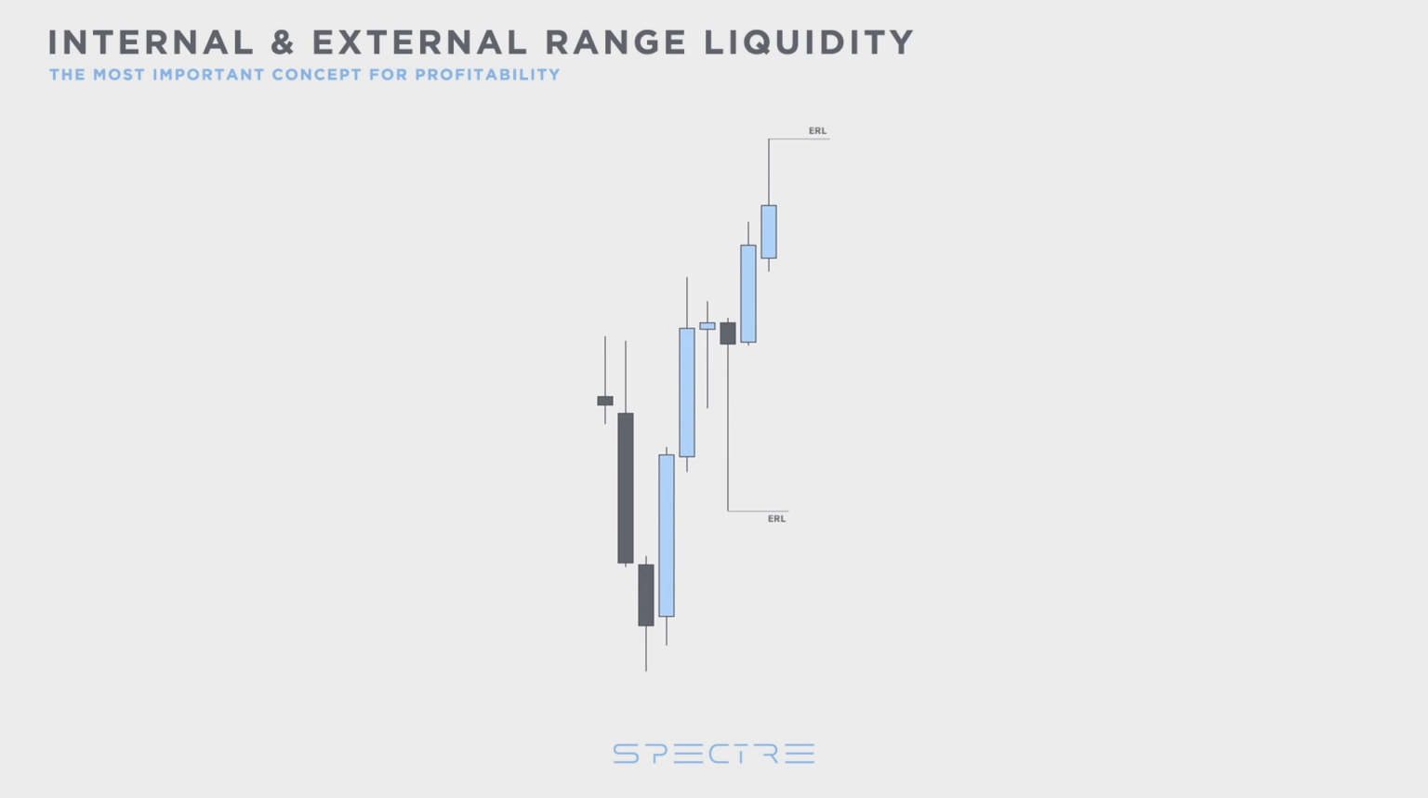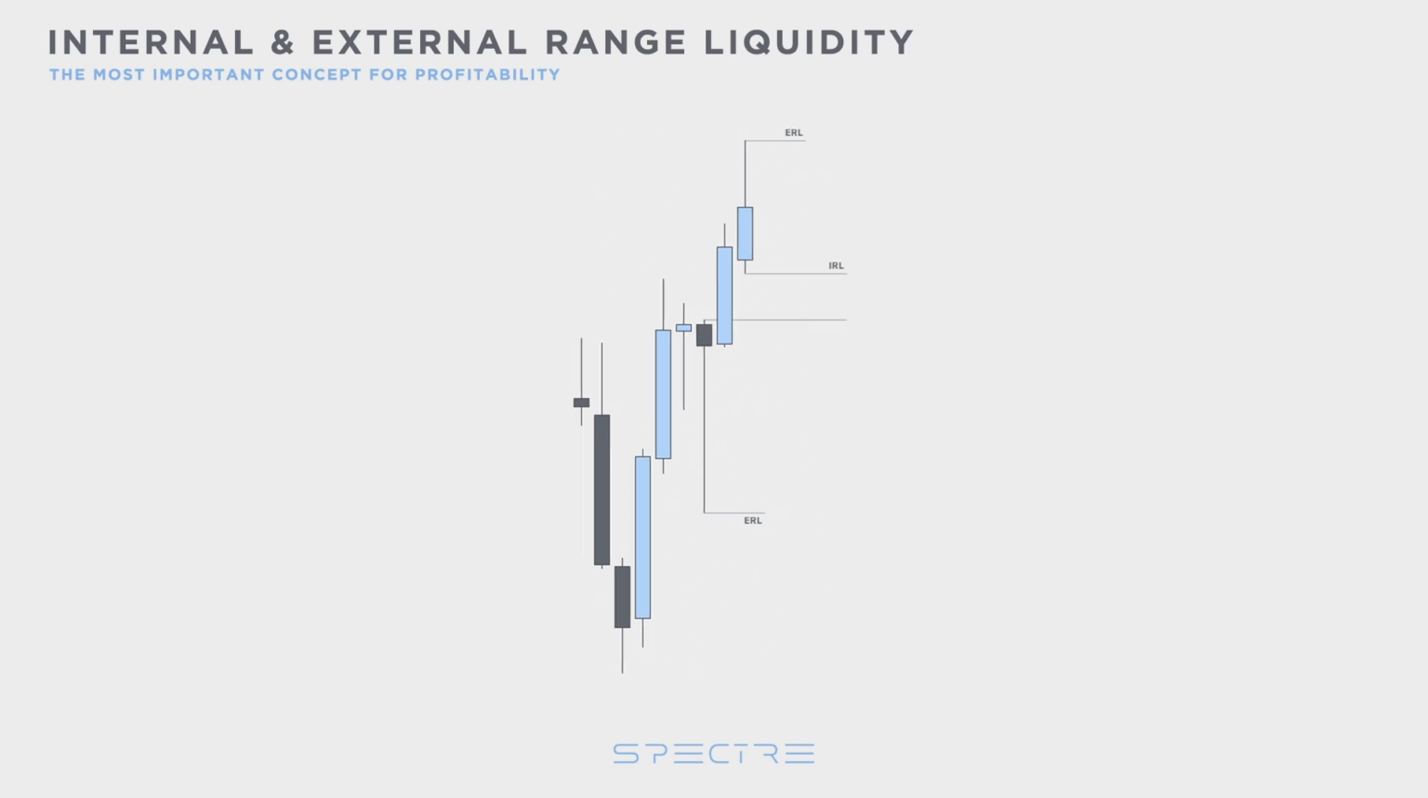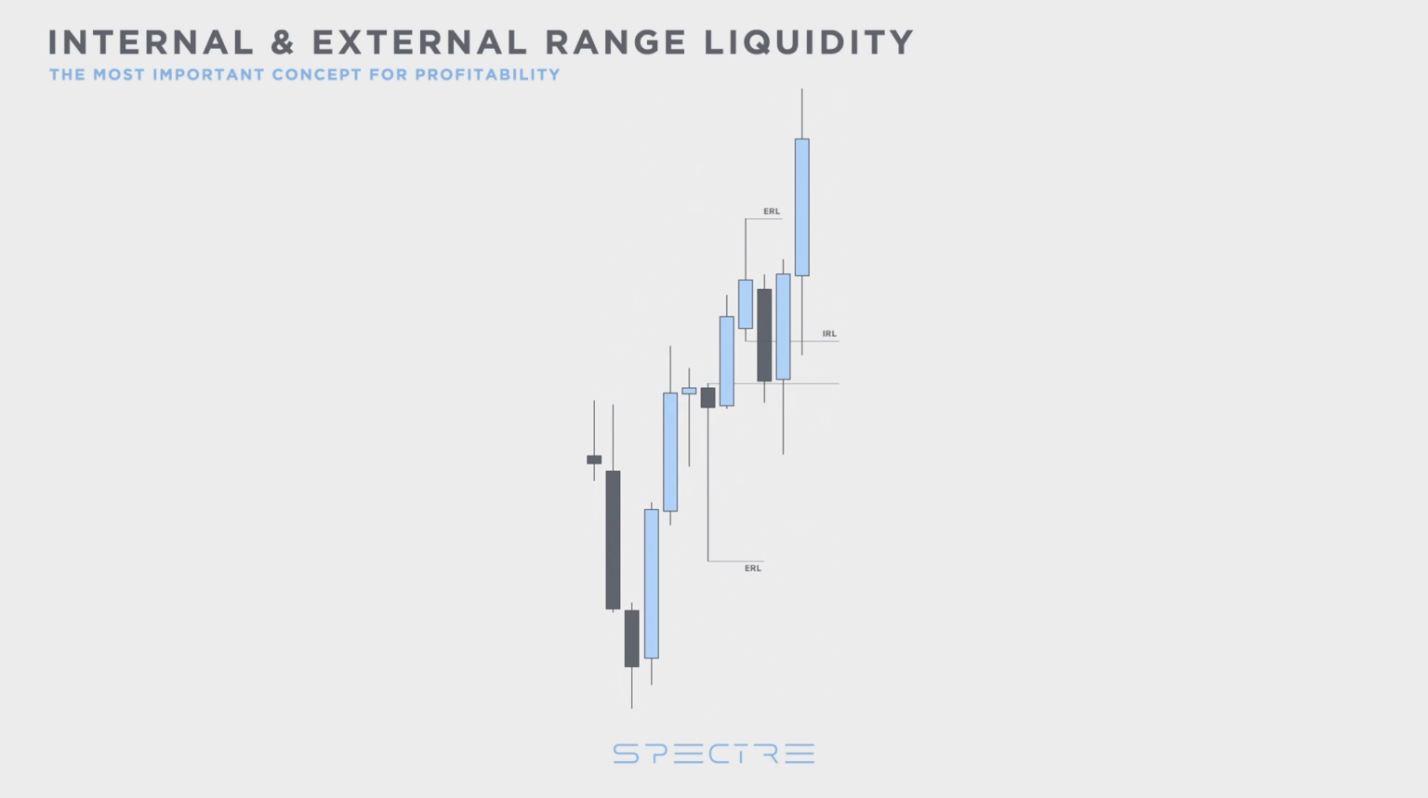The external range low is now at the swing low, where price rebalanced the internal range liquidity, and external range high is at highest swing high. This is your new range. Again, price leaves behind a fair value gap, which is your internal range liquidity. And what could you expect price to do now? Seek internal range liquidity, then take out external range liquidity.